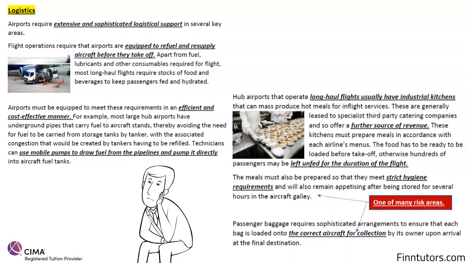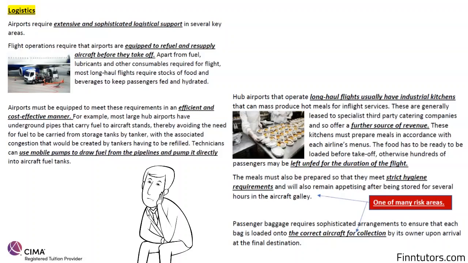Airports must be equipped to meet these requirements in an efficient and cost effective manner, because at the end of the day, the airport operator is a business. They need to make a profit. So, how can they handle the entire logistics system to make sure it's cost effective? That is something that should be running through your mind.